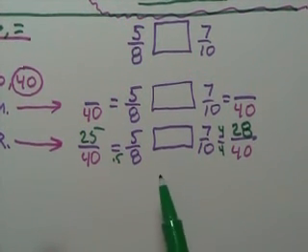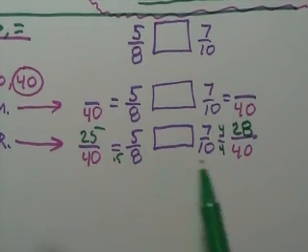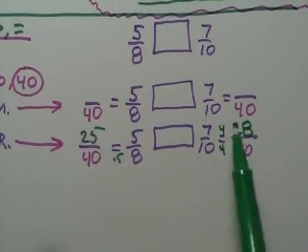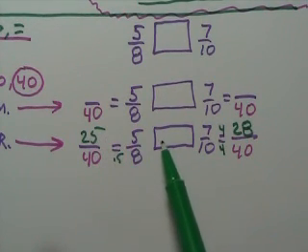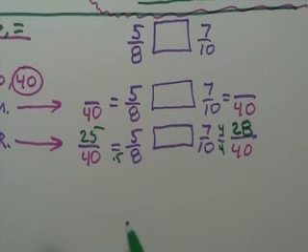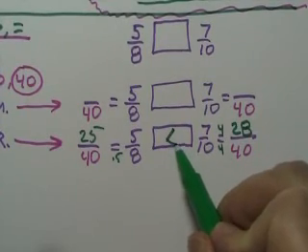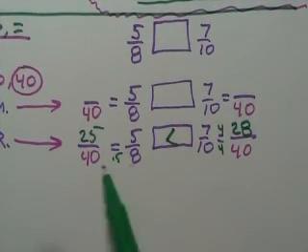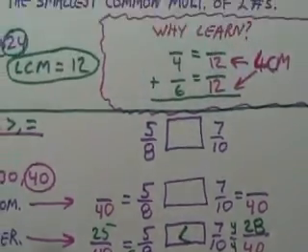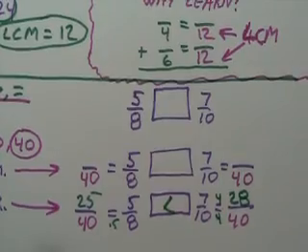Okay, now I can compare the two. This is 25, and because they have the same denominator, this is 25, and this is 28. So is 25 less than, more than, or equal? The answer is less than. Okay, 25 is less than 28. As long as the denominators are equal, you can look at the numerators. So that means our answer is less than, and that's how we find it.